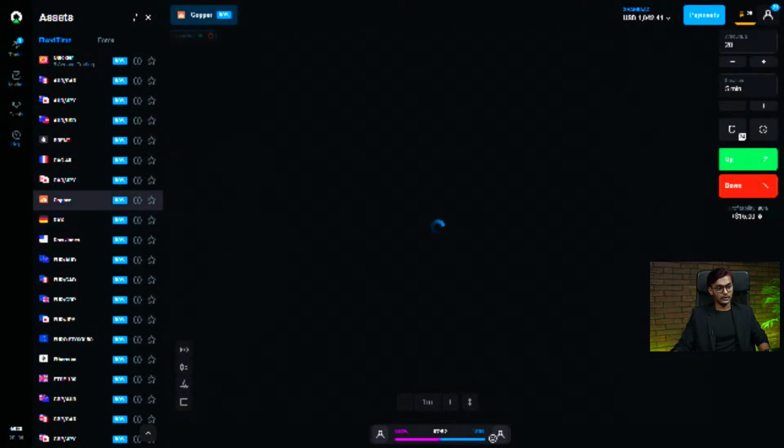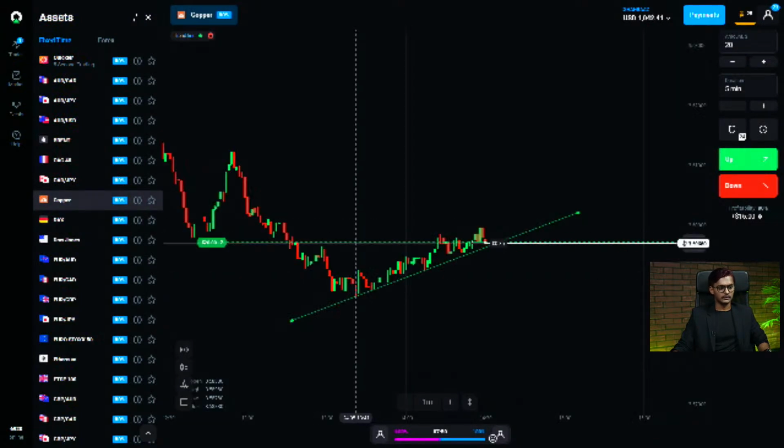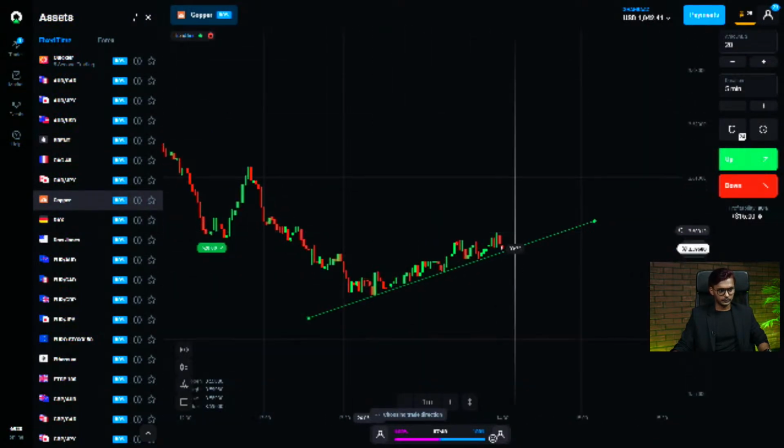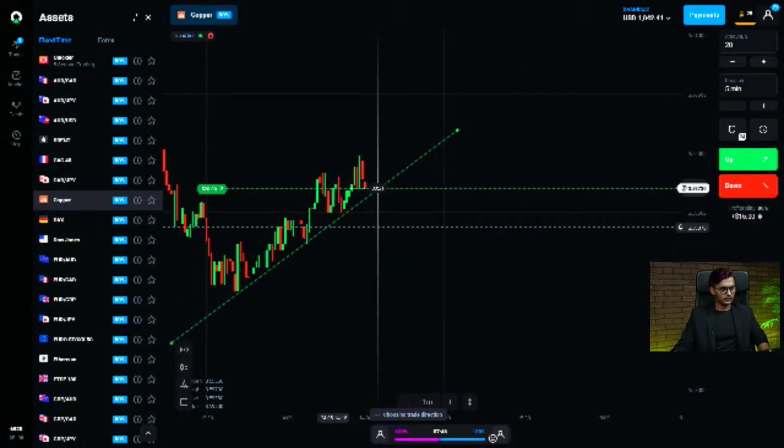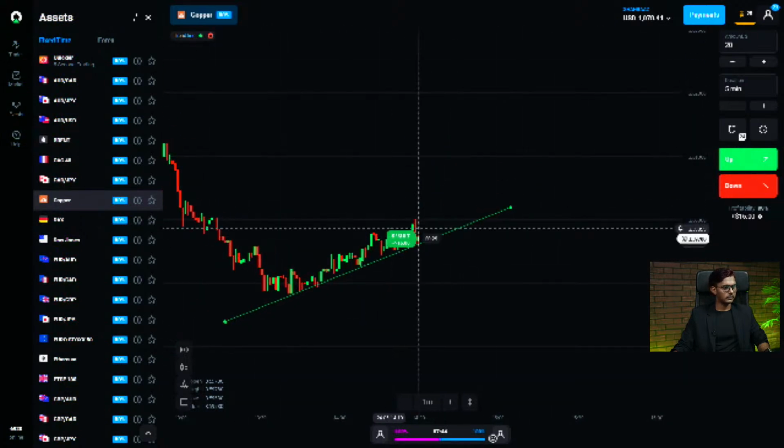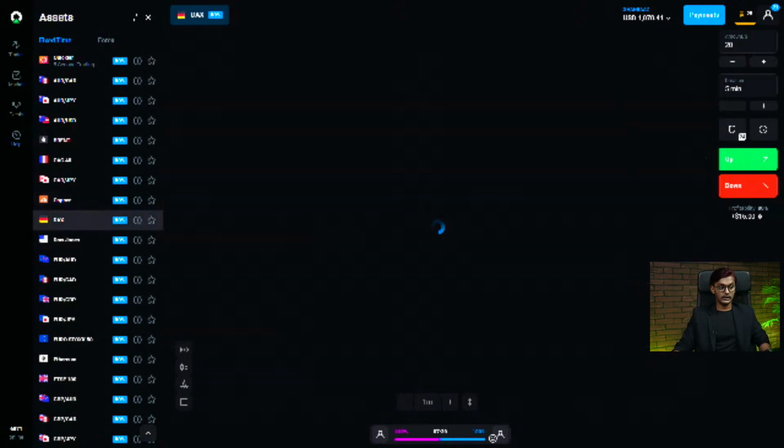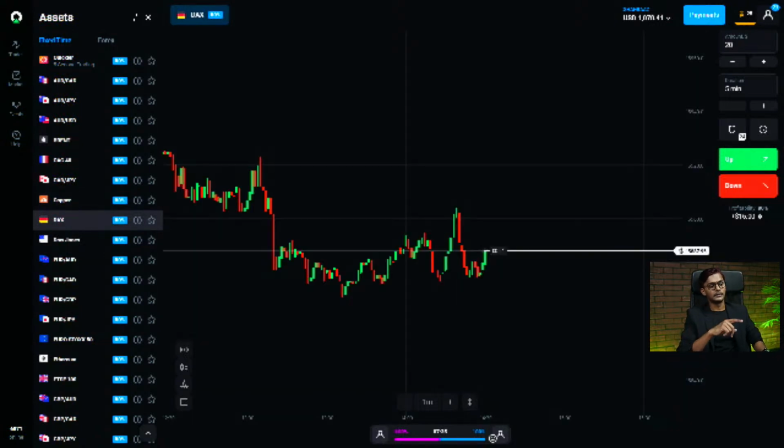Let's check with the copper, because the copper graph was really interesting. Okay. So right now I think we should wait for copper. We won. We got some money on copper. Nice. Okay.